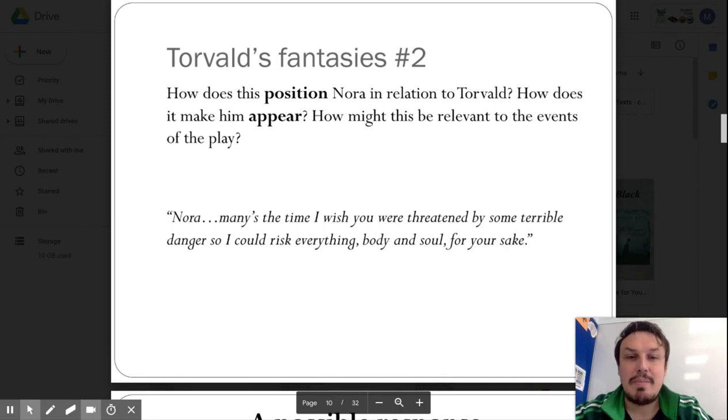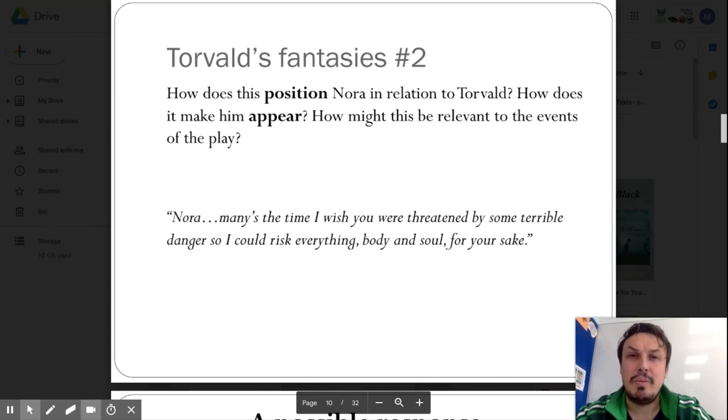Torvald says: "Nora, many's the time I wish you were threatened by some terrible danger so I could risk everything, body and soul, for your sake." So we've got a typical knight in shining armor fantasy going on here. That could seem initially quite nice, that he wants to make sure that Nora's safe and that he could prove and demonstrate his undying love for her. We might think that's almost quite romantic. However, let's have a look at the power relations going on here. Where does this position Nora in relation to Torvald? How does it make him appear, and how does it make Nora appear?